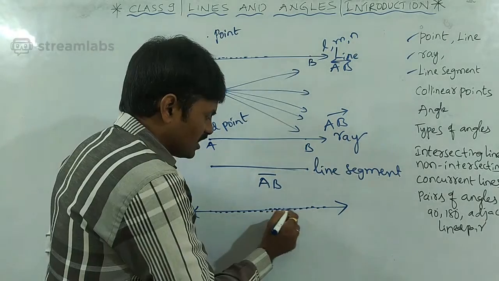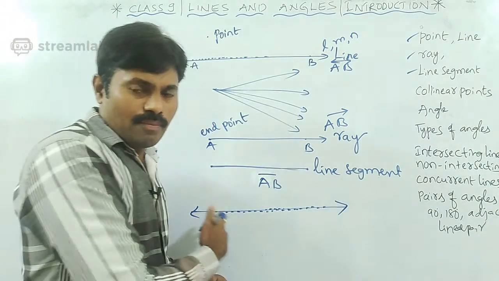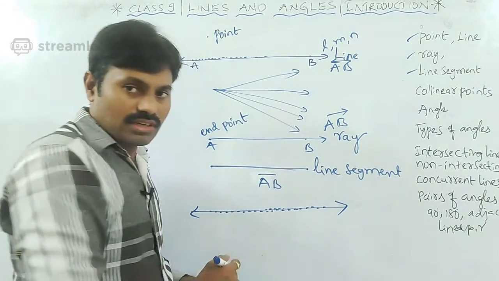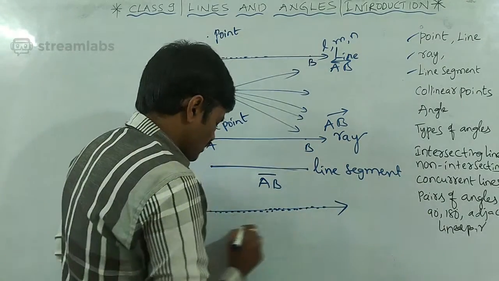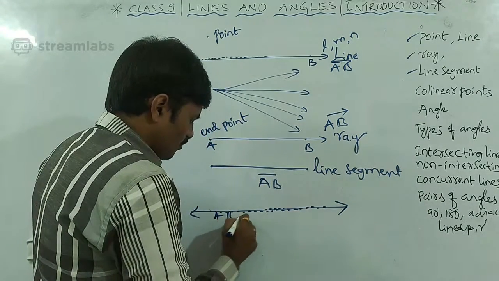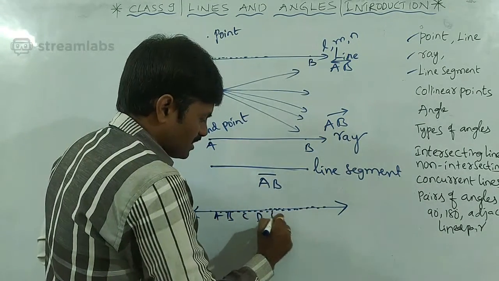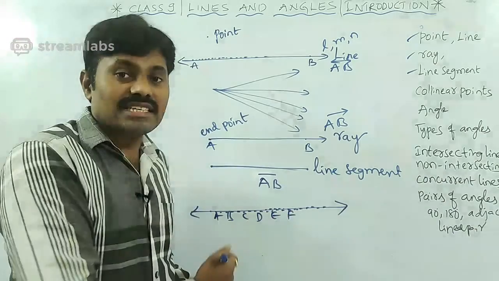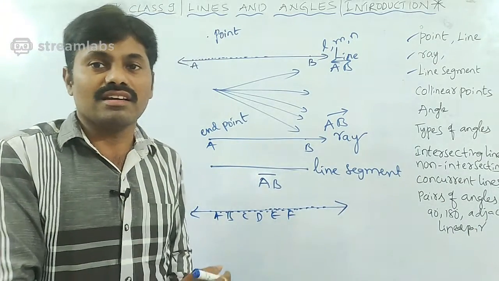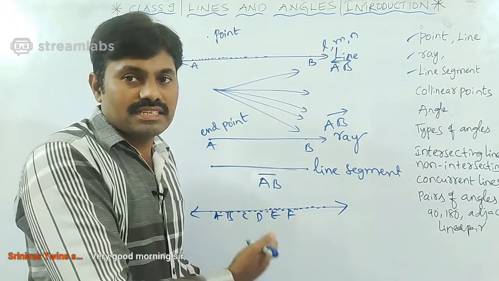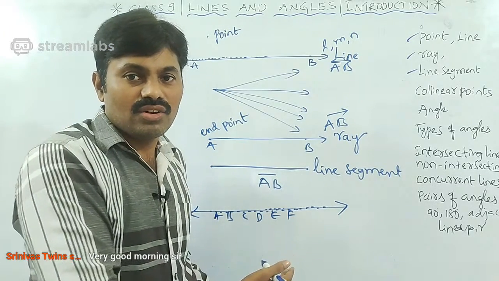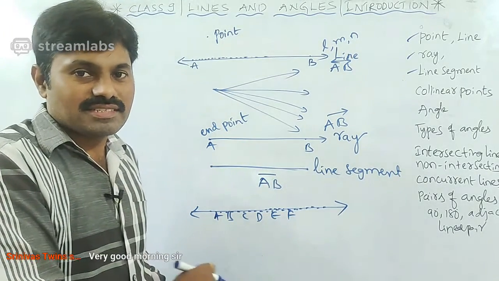See here, what do we call these points? These are all points lying on the same line. So we call these points, for example, A, B. If you name these points like this, A, B, C, D, E, F, here A, B, C, D, E, F are called collinear points.